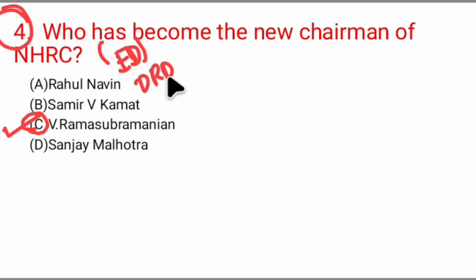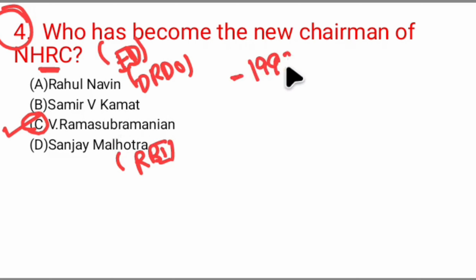But for this question, NHRC, the new chairperson is V. Ramasubramanian. NHRC was established in the year 1993 and basically it is responsible for protection and promotion of human rights. And the headquarters of NHRC is located in New Delhi. This is a 5-member committee.